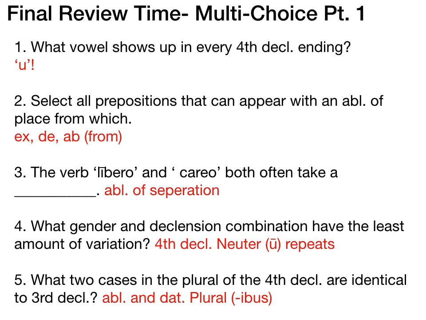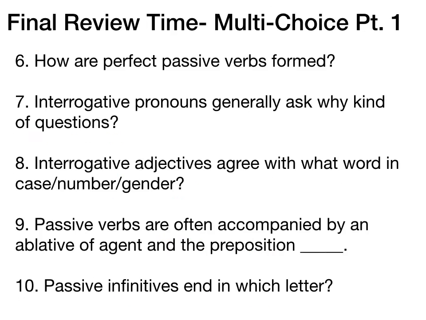Number five, what two cases in the plural of the fourth declension are identical to third declension? And that is the ablative and dative plural, that ibus ending, right? That's the same for third and fourth, which is nice. Good. I like it. All right, very good. We're halfway through the multiple choice, guys. It's pretty exciting.